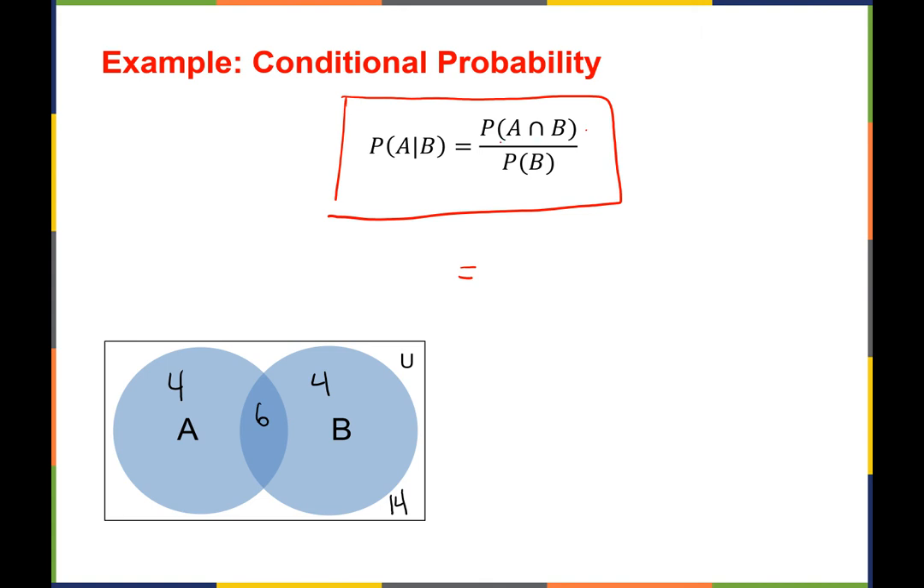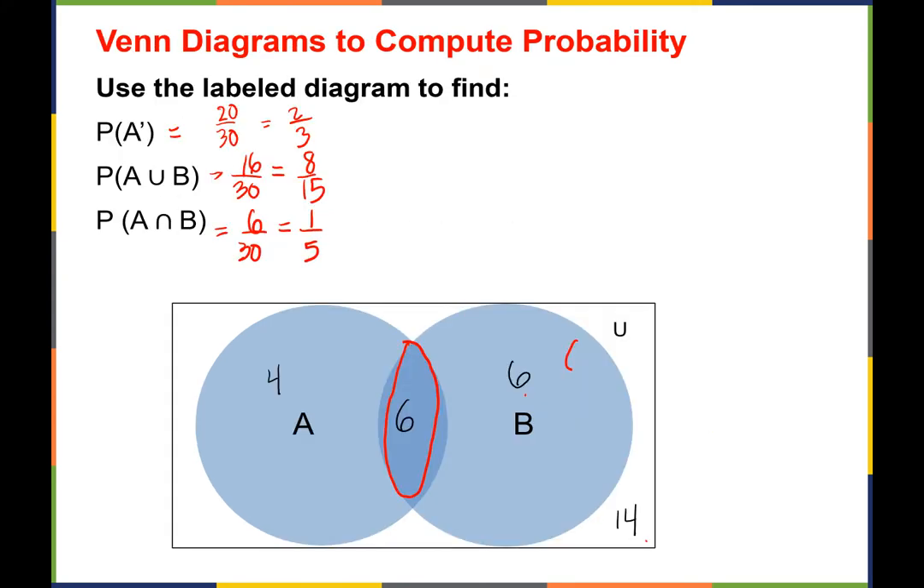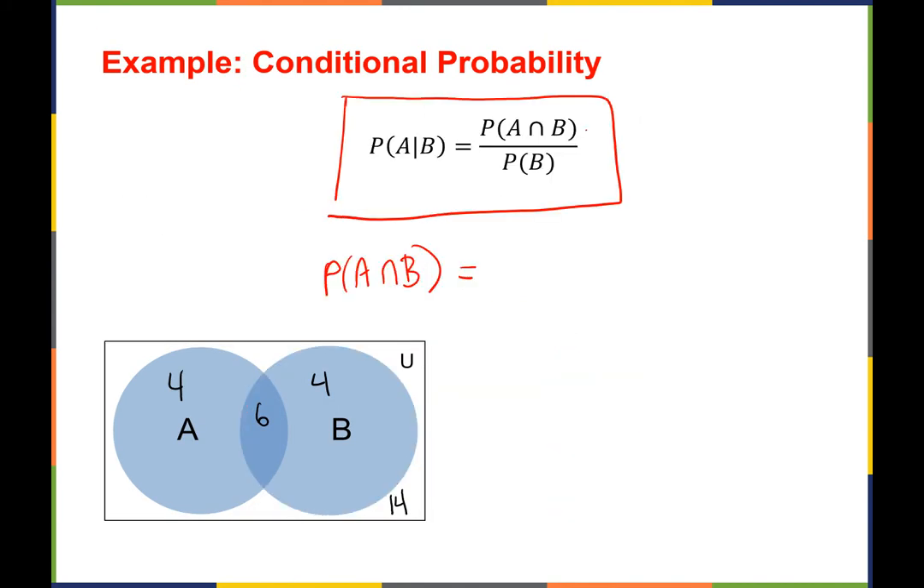The probability of A intersect B is just regular old, there's no given. So we just need to find the probability of A intersect B. Well, we did that a few pages back, didn't we? The probability of A intersect B is 6 out of 30, or 1 out of 5. There's 6 in here, 30 total, so that's 6 out of 30.